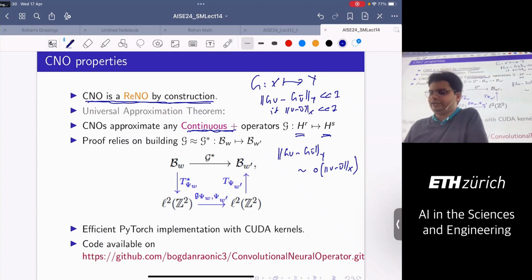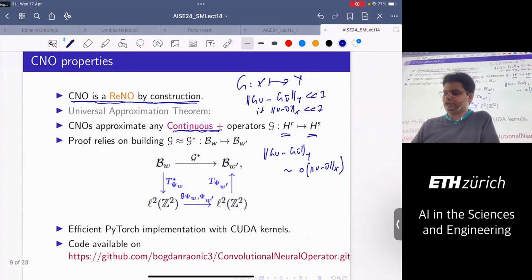And for CNO, there is code. You have already seen the code, and you are going to experiment with that also for your forthcoming exercises, right? So this is the thing with the theory as well as with practice. Let us see whether these things work in practice or not. I'll show you some numerical experiments for the rest of the lecture.